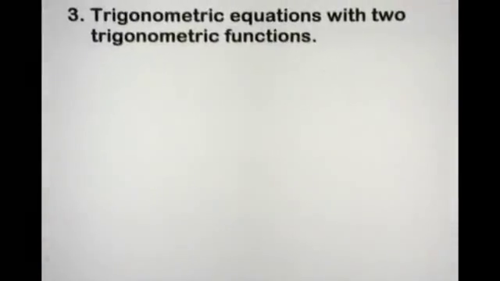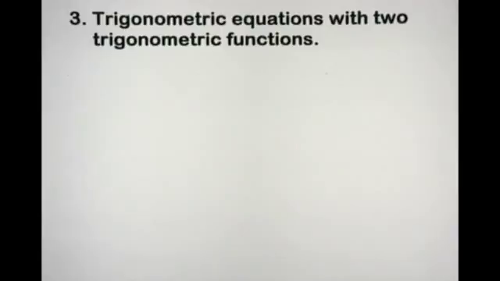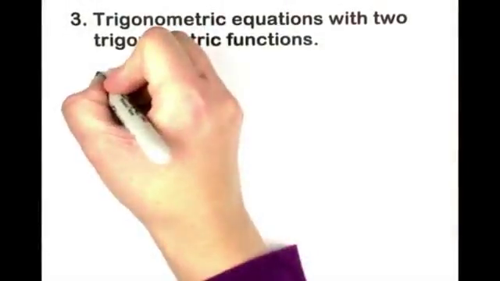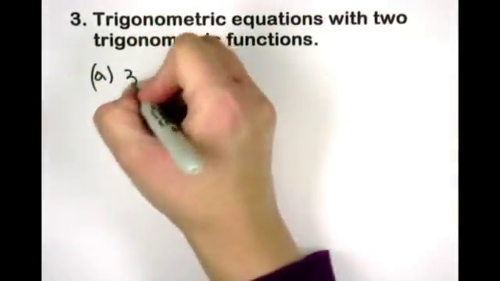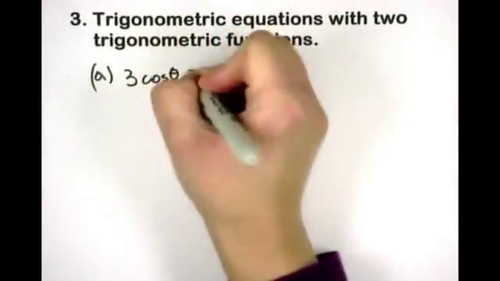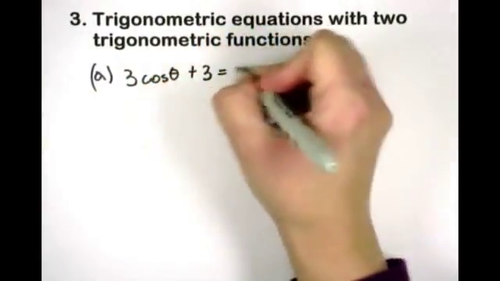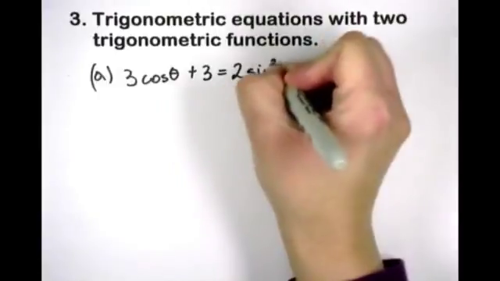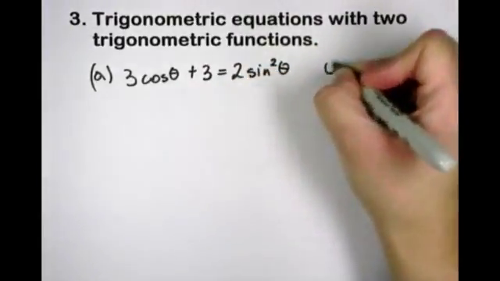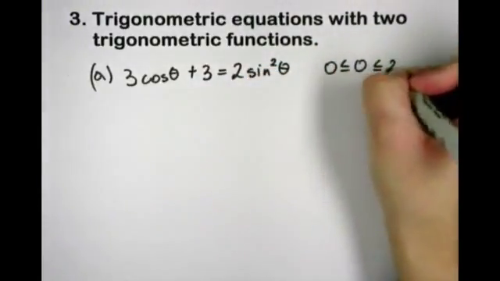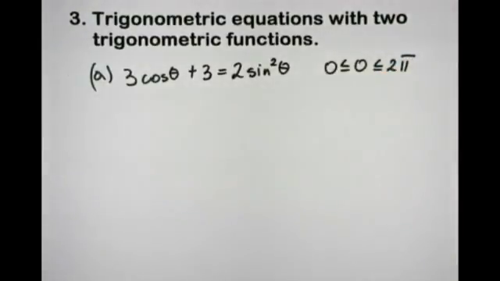And the third type of trigonometric equations is trigonometric equations with two different trigonometric functions. So for example, we have 3 cos theta plus 3 is equal to 2 sine square theta, and we would like to solve it between 0 and 2 pi as well.